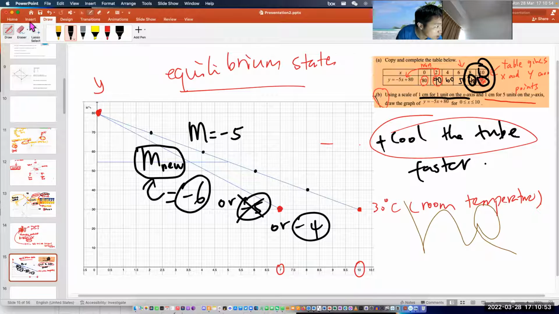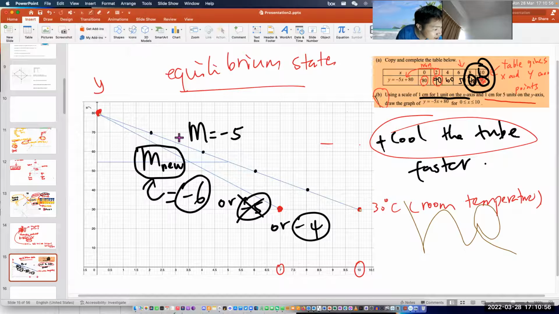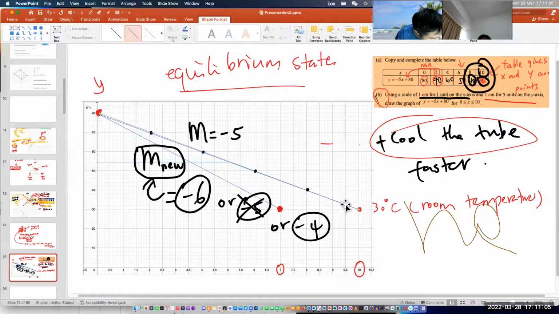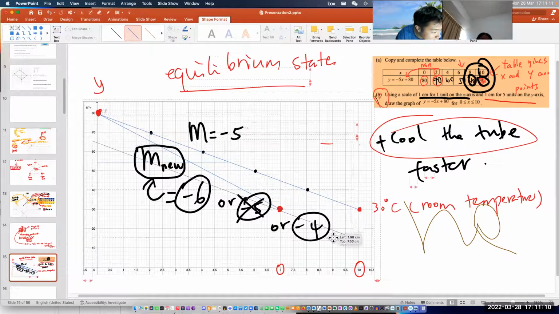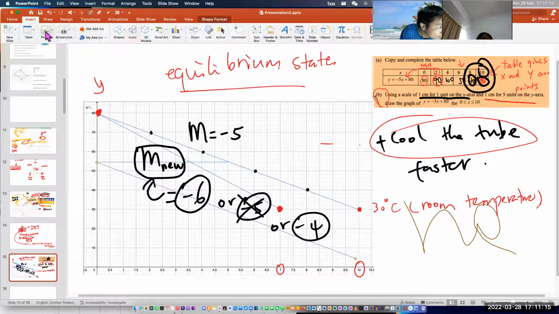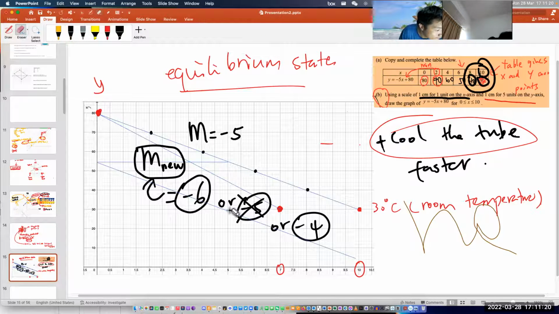So basically, this is what we discussed last lesson. If you have the same gradient, your line will be, can you remember? If you have the same gradient, the line will be what? Can you still remember? The line will be parallel. Okay? If you have the same gradient, the line will be parallel. So this one, -5 is out. So you're not going to get a parallel line.